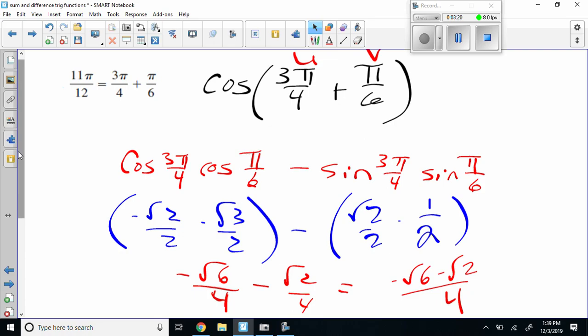So that's why it's negative square root of 2 over 2 times cosine of π over 6, which is square root of 3 over 2. That gives you negative square root of 6 over 4, minus the value of sine of 3π over 4, square root of 2 over 2, and the sine of π over 6 is nothing more than 1/2. You multiply them together, you get square root of 2 over 4, and of course, you combine your answers there in red. Any questions on that? Anybody? Y'all good?